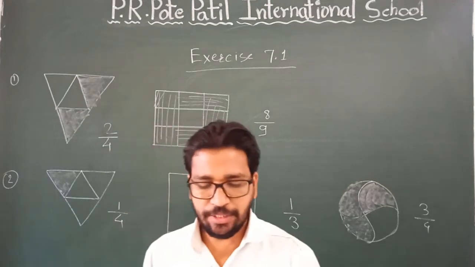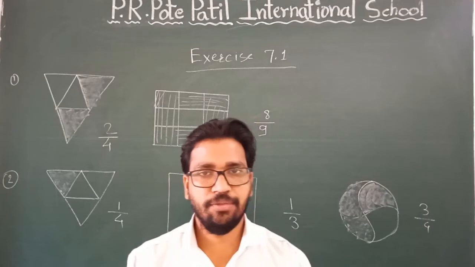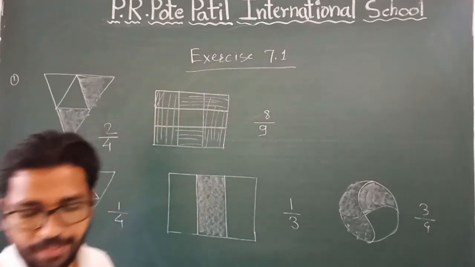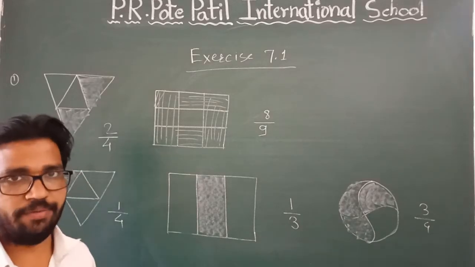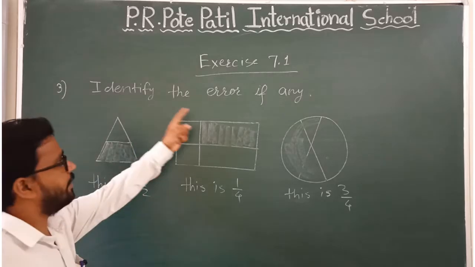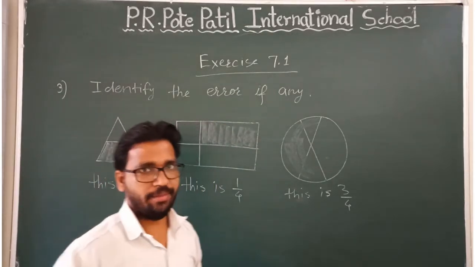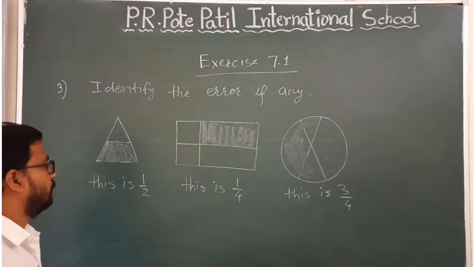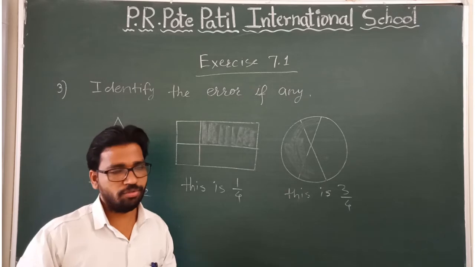In question number 3, identify the error if any. We have to identify the error. If any error is there, we have to identify it. So I will show you how to identify that. So students, question number 3 is identify the error if any. We have to identify whether there is any error or not. And if there is any error, then we have to solve what that error is.